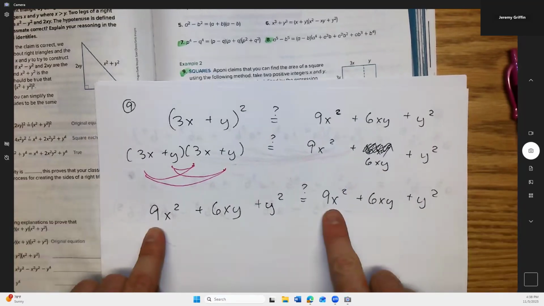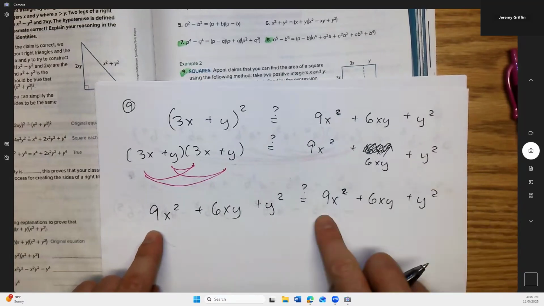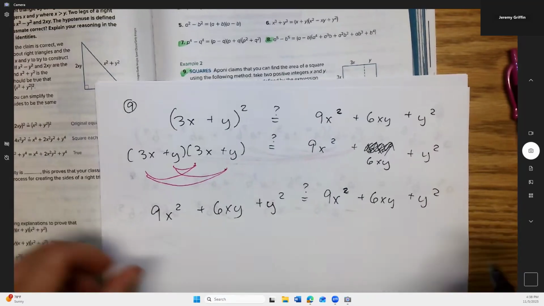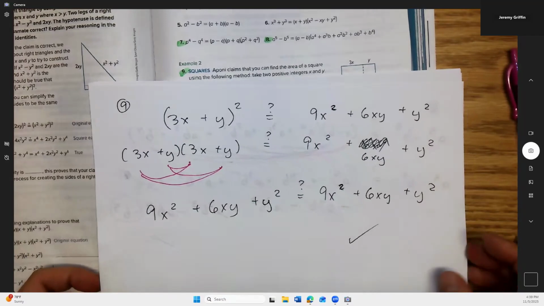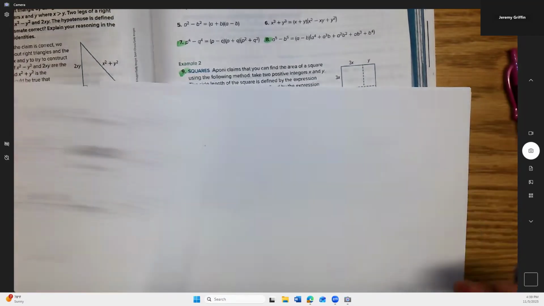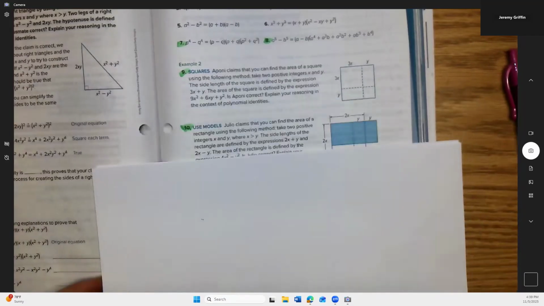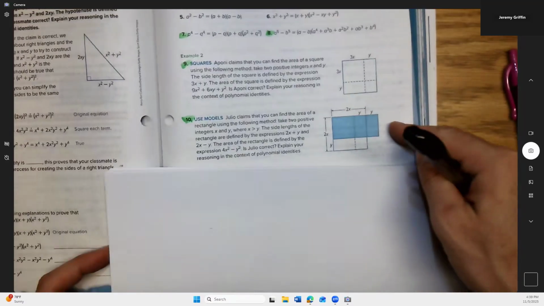Let's see, that's that. This is squared. Okay. That's that. That's that. Yeah, it totally works. Bing! Math wins again. Oh, yeah. All right. Number 10. Ooh, another geometry situation.